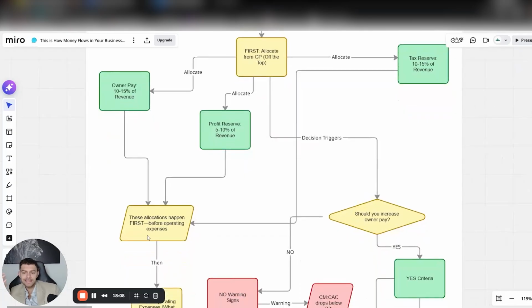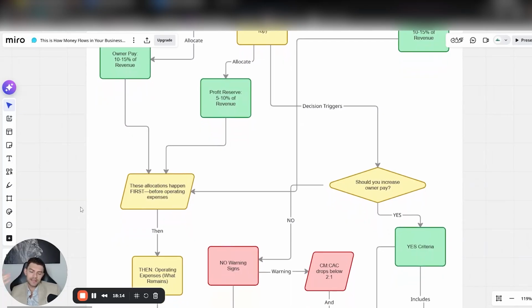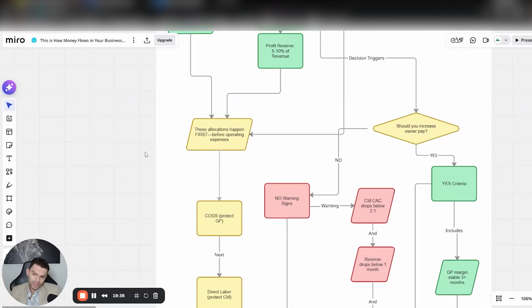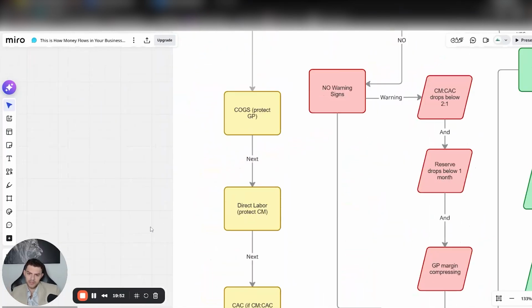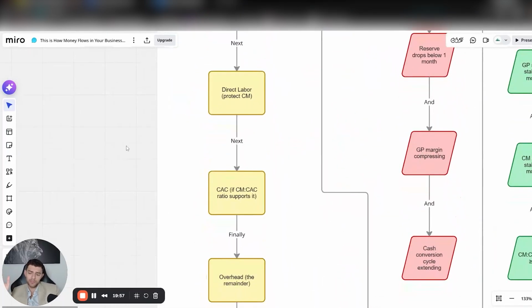These allocations need to happen before the operating expenses kick in. So when you're budgeting and when you're planning, you need to set this up first. Let's see what happens after we make these allocations. Now we know that our cost of goods is protected. We know that we can pay for it based on a certain amount of revenue. So we're already profitable and we can pay for our cost of goods and our gross profit is protected. And then we can also pay for our direct labor, which protects our contribution margin. And then we can also finance the company's growth.